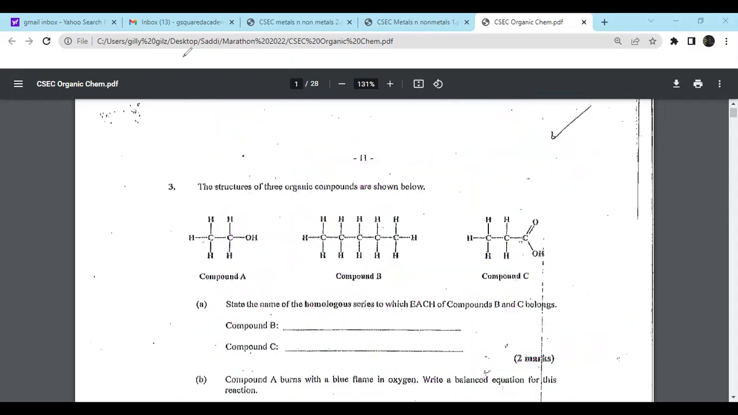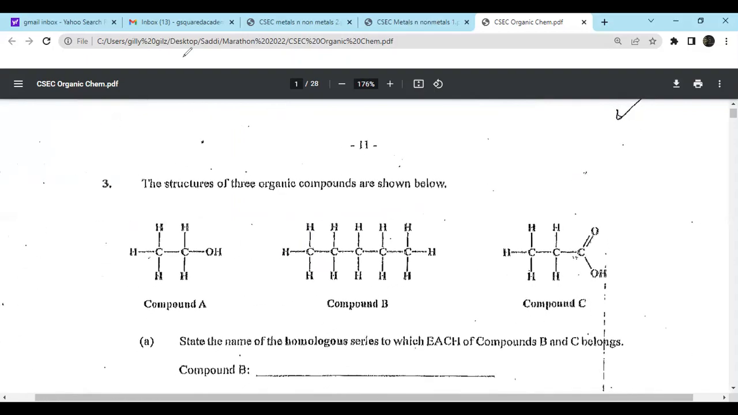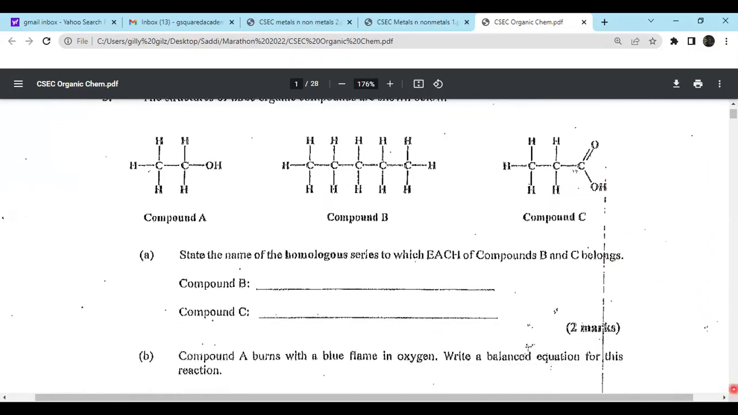It says the structures of the organic compounds are shown below. All right, good. Compound A, you can clearly see is an alcohol. It has the OH on it, right? So you know it's an alcohol because of that. Compound B is an alkane and compound C is an acid. So what are they asking us for here now? They say to state the name of the homologous series to which each of the compounds B and C belong. So B is an alkane, C is an acid.